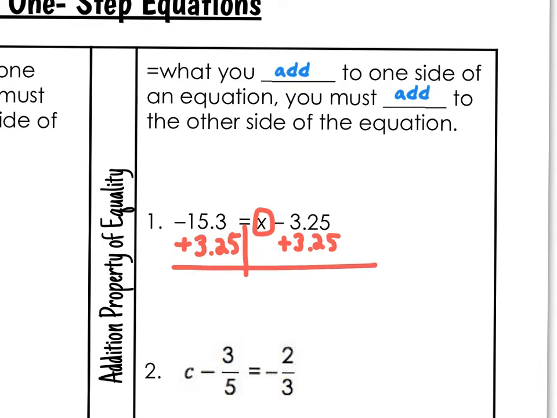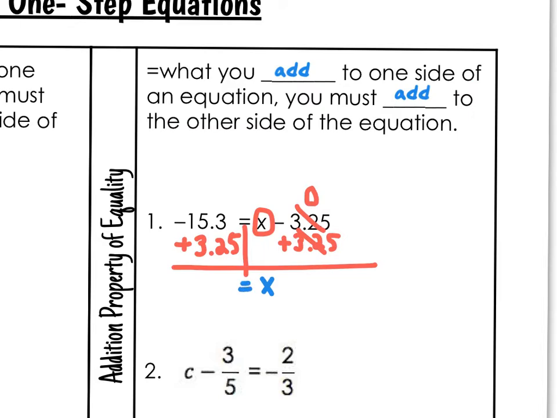So now, on the right side, the minus 3.25 and the plus 3.25, they're inverses of each other, so they're just going to zero out. You can write a 0 on top. Sometimes I don't even write the 0 on top. I just know it's going to be 0. So I'm going to just bring down the x. Okay, the equal sign is going to fall down.